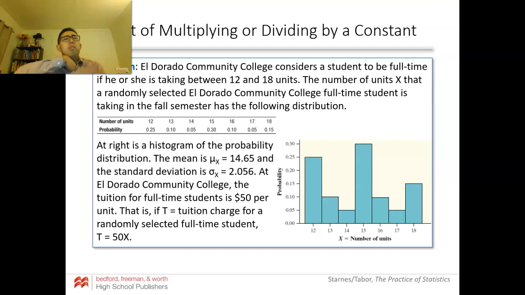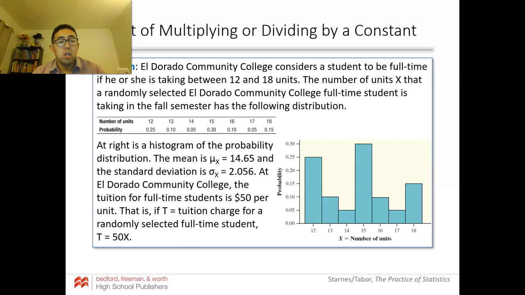25% are taking 12 units, 10% are taking 13, 5% are taking 14, 30% are taking 15, and so on and so forth. At the right is a histogram of the probability distribution. The mean, which is the expected value, calculated for you, is 14.65, and the standard deviation is 2.056. At El Dorado Community College, the tuition for full-time students is $50 per unit. Hopefully you see what this is getting at.